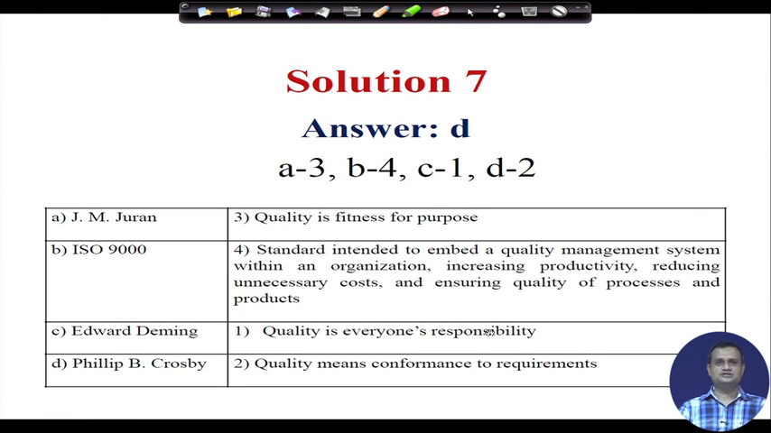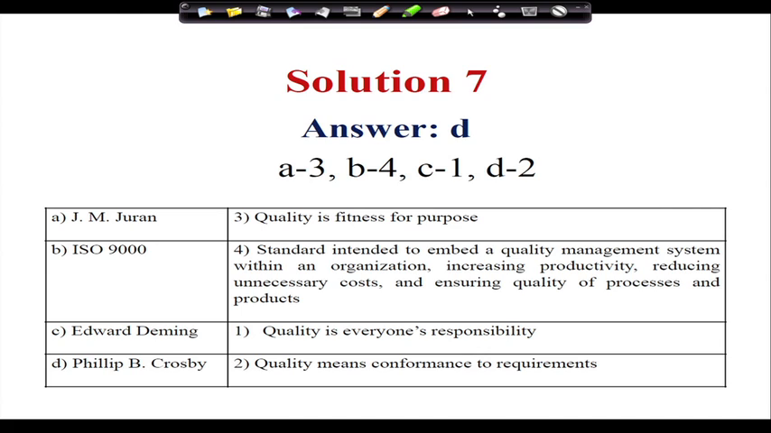So, the answer is D, and Juran advocated that quality is fitness for purpose, and if you cannot justify the fitness of the product for the purpose, then quality is not achieved. If you are using a mobile, but the mobile cannot communicate, then the fitness for purpose has failed.